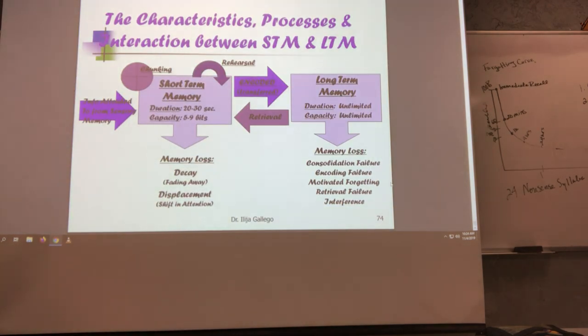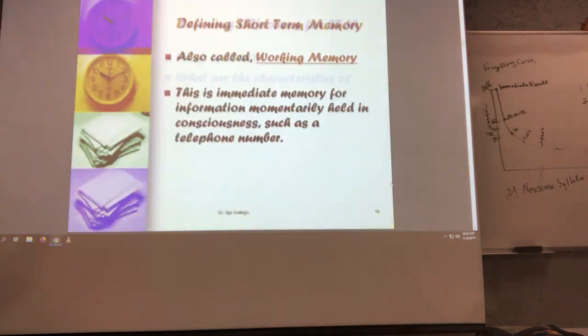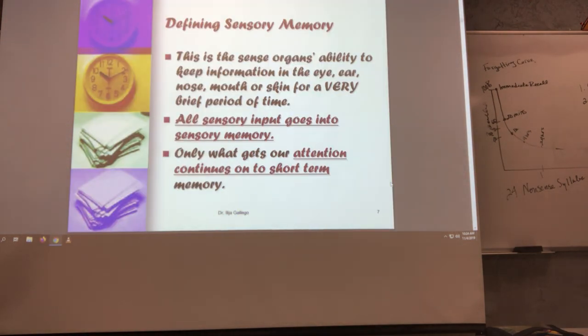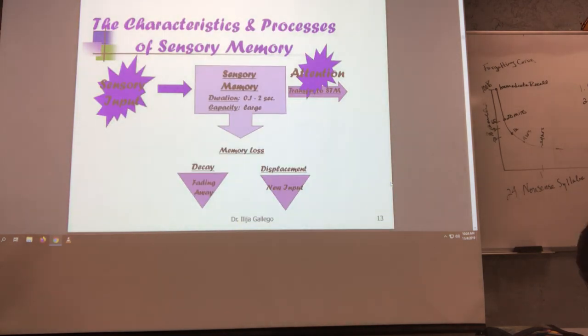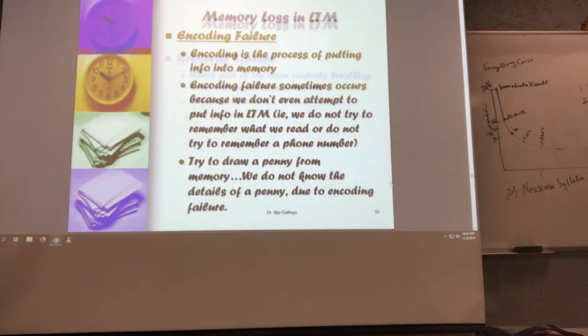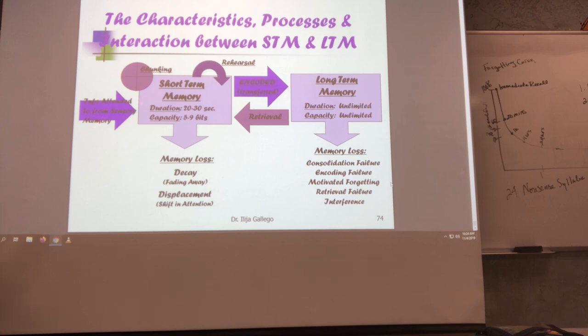So our review diagram, I'm going to go back to the first one. All right, so here's sensory memory. All sensory input goes into sensory memory. It lasts a split second. The capacity, however, is large because we see that image in great detail or hear that in great detail. If it's not transferred to short-term memory, meaning if we don't pay attention to it, it will decay after 2 seconds at most, or it will get displaced because something else will come into our sensory input. And then anything we pay attention to goes into short-term memory where it lasts 20 or 30 seconds. It has about seven pieces of information that fit in there.